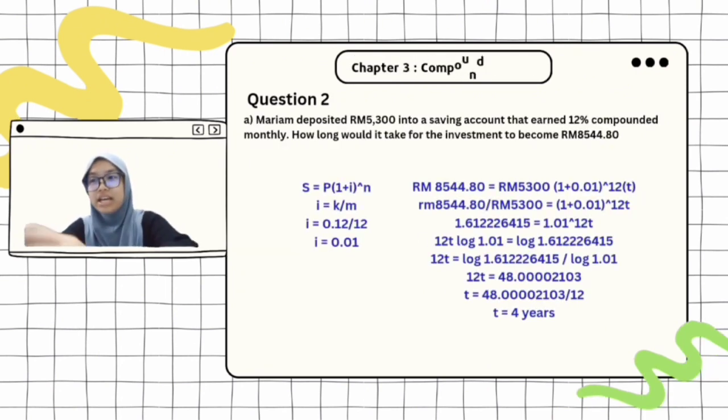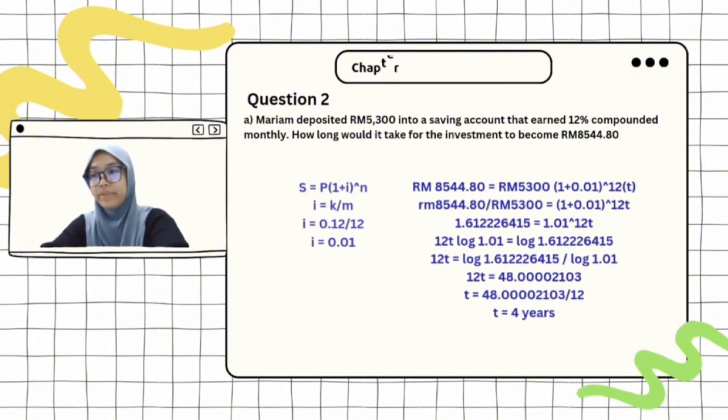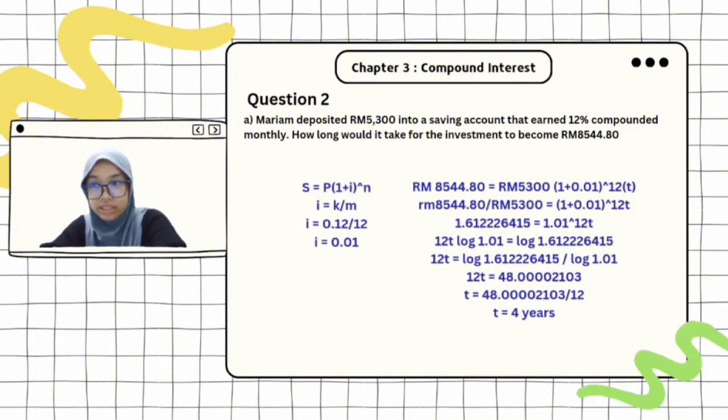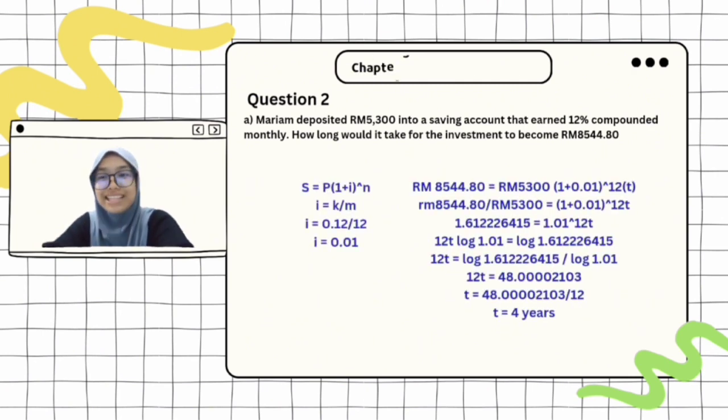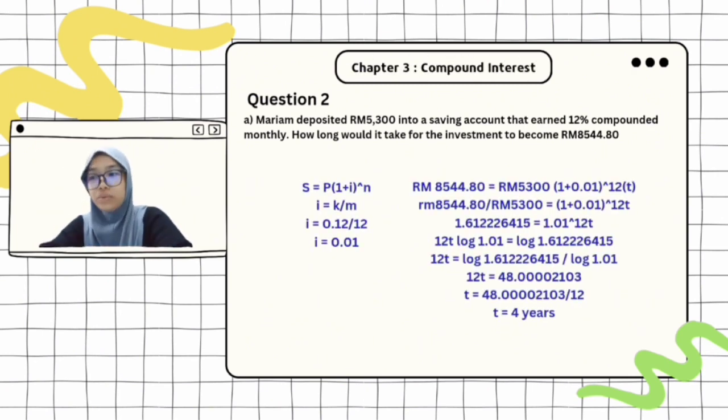Hello everyone, my name is Balkis Diana, and I'm going to show you question 2a and how to solve it. The question tells us that Maran deposited 5,300 into a savings account that earns 12% compounded monthly. How long will it take for the investment to become 8,544.80? For this question, we will firstly use the formula S equals P in bracket 1 plus I, power of N.